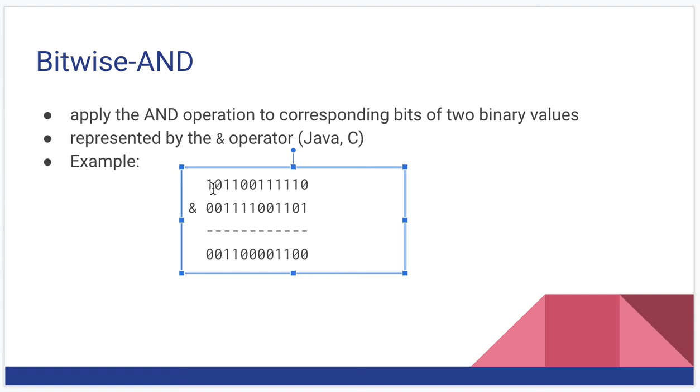So anywhere you have a 1 and a 0, or a 0 and a 1, or a 0 and a 0, you get a 0. Anywhere you have a 1 and a 1, you get a 1. Same rules as we had before with ANDs. It's just now we're applying it across the entirety of a couple of binary strings.